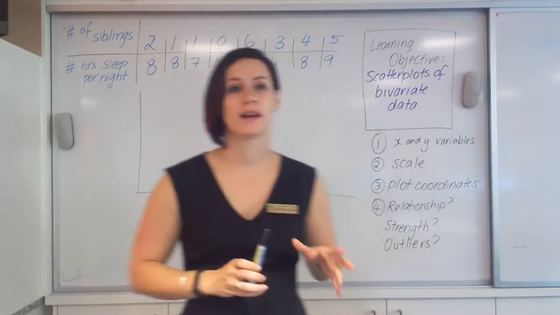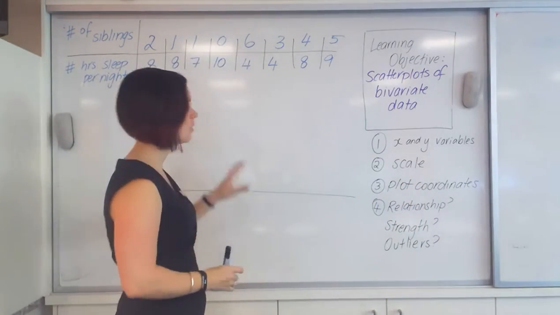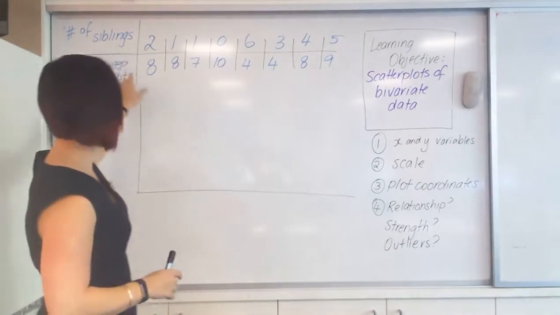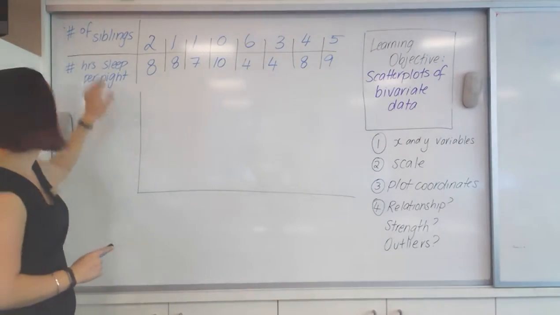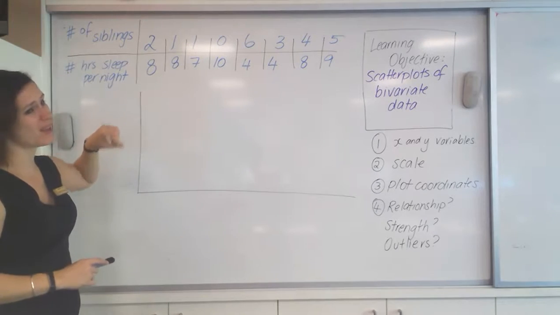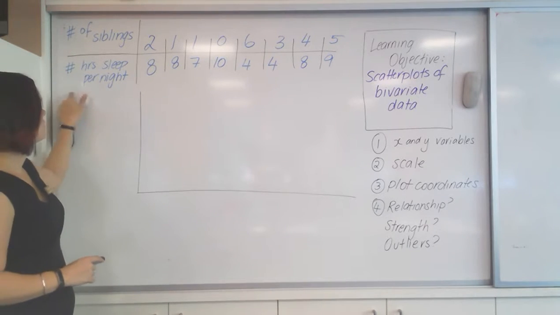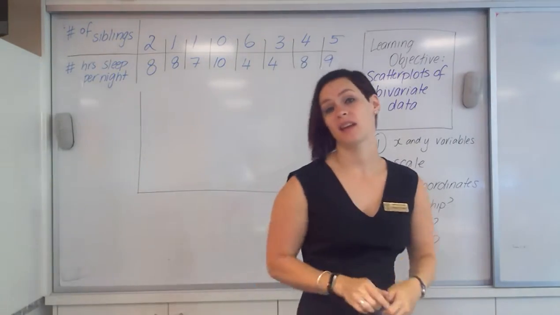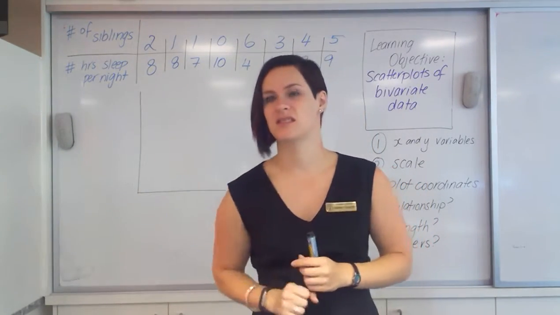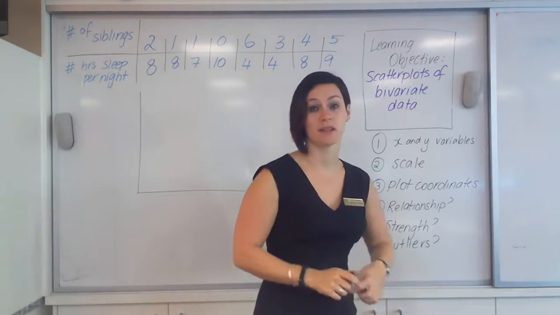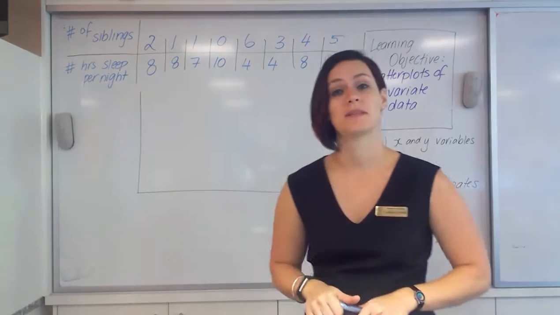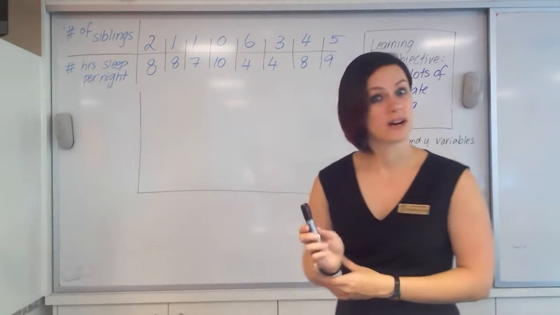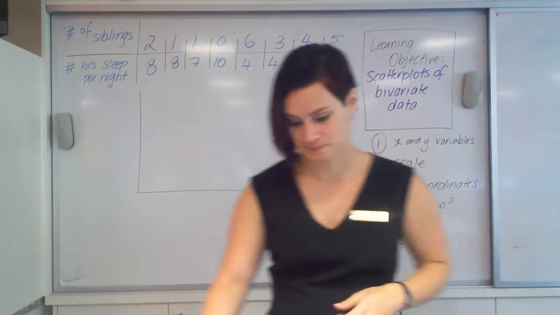We're going to draw a scatter plot of our bivariate data. The two variables we've got for this example are the number of siblings that a person has, compared to the number of hours sleep they get per night. You can take an educated guess and say, I think this is going to be the relationship, or I don't think there is going to be a relationship. But we can't make that judgment until we start to plot or graph the data. So that's what we're going to do today.